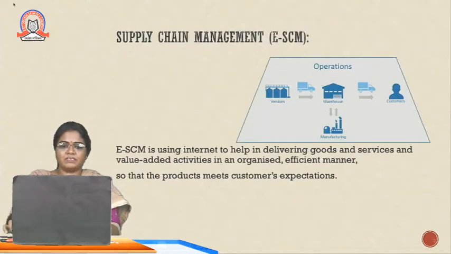Supply chain management is using the internet to help in delivering goods and service, and value-added activities in an organized, efficient manner so that the products meet customer expectation.